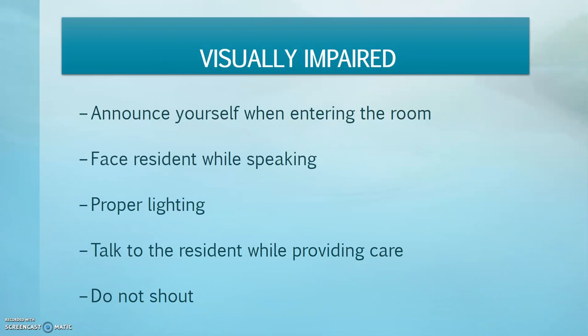Many individuals have decreased eyesight, but that doesn't make them blind. Here are some suggestions when working with people who have visual impairment. Always announce your presence before entering, even if the resident does not have visual impairment. Explain what you are wanting to do for them, but there is no need to speak loud unless they have hearing loss. Do not shout.